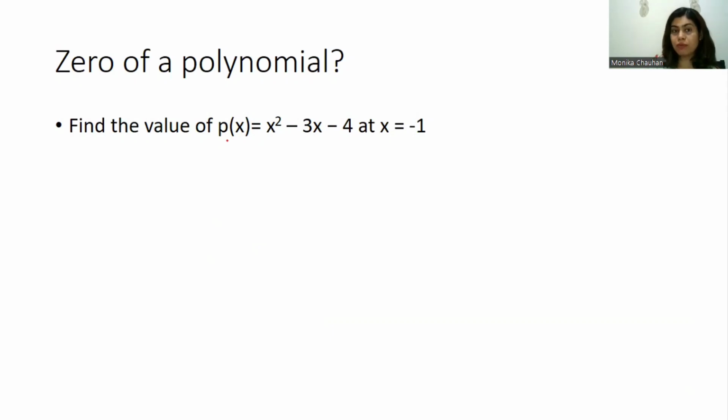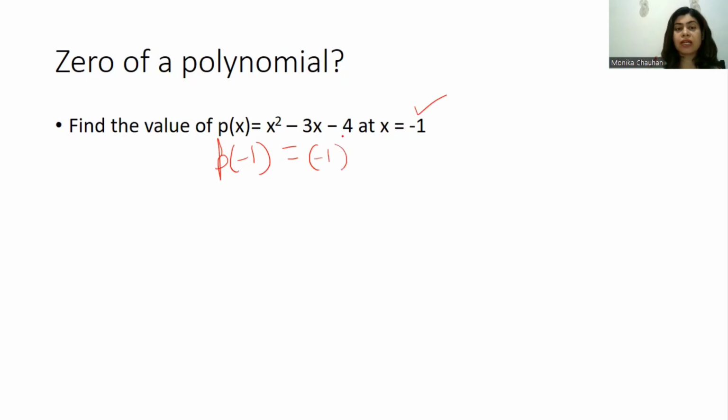P stands for polynomial at x. Can you see? There is a variable x over here. So p at x, polynomial at x. And at x is equal to -1, we have to find out the value for this polynomial. So if I put the value for x as -1, what will happen? Here I am going to write the value for x is -1.